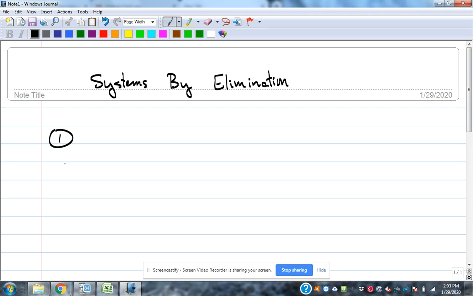So what are the three scenarios that can happen when we're solving a system of equations? One solution, no solution, or infinite solutions. Those same three things can happen when using this method. So no matter what method we're using to solve, those three scenarios are part of the game.